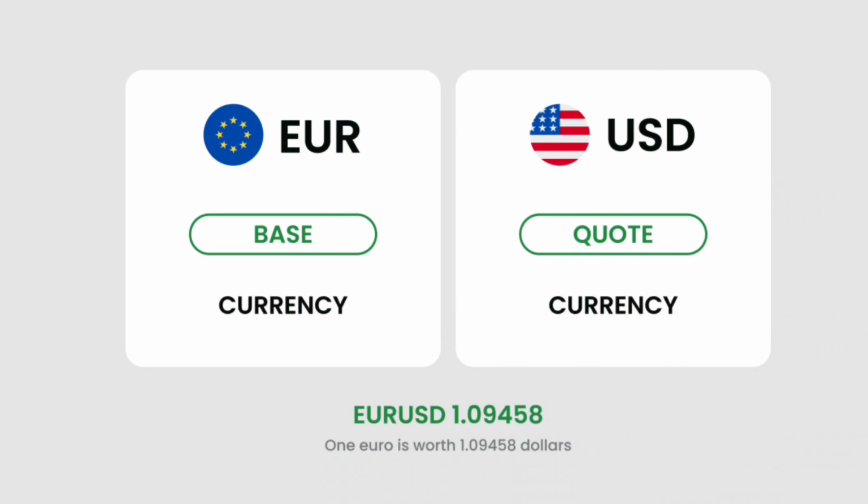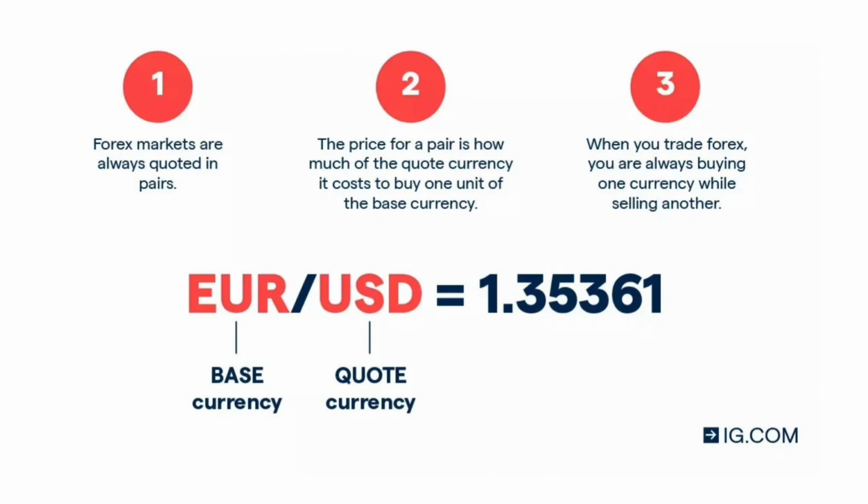So the exchange rate of this pair is determined by the price of the base currency in respect to the quote currency. For example, we have EUR/USD 1.09458. This means that €1 is worth $1.09458. So what I'm basically saying is the price of a pair is how much of the quote currency it costs to buy 1 unit of the base currency.